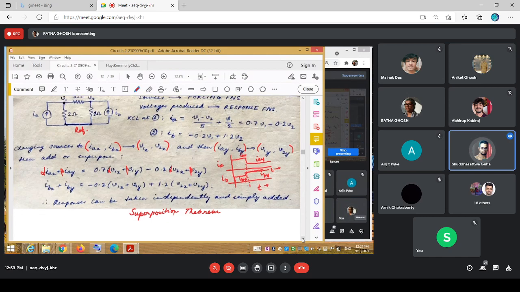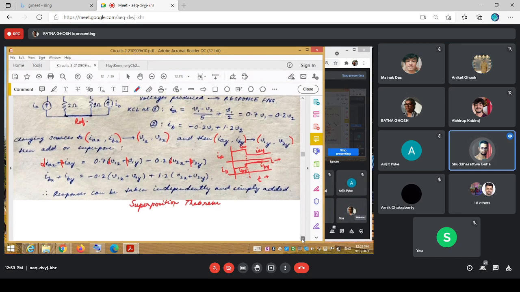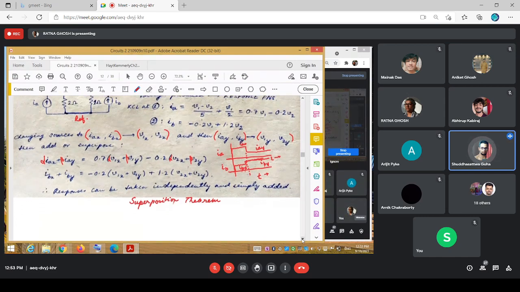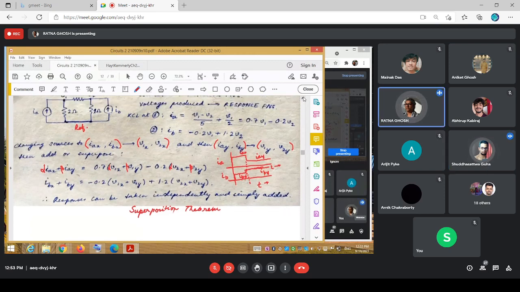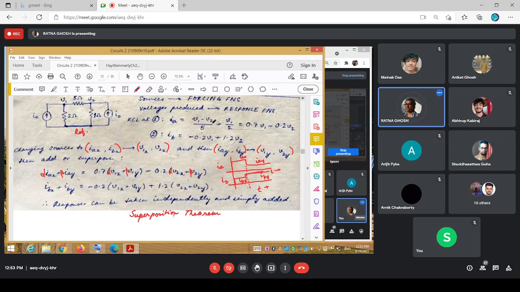Ma'am, we basically know the voltages V1 and V2 for IA and IB respectively, right? So you have a relation for these. Yes, ma'am. So shouldn't we write V1 and V2 in terms of IA and IB and not the other way around?